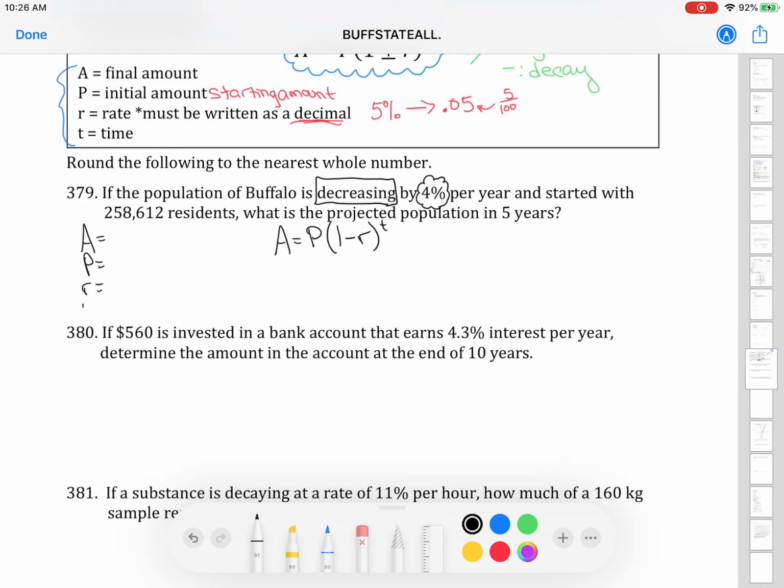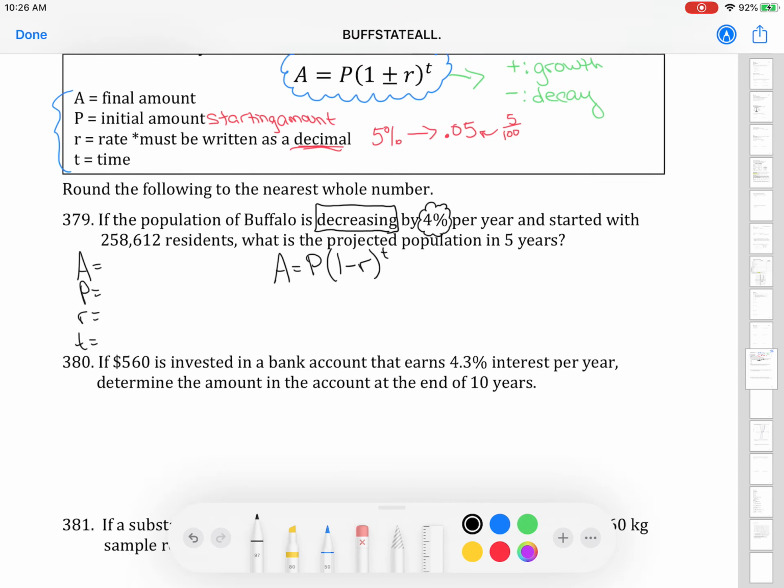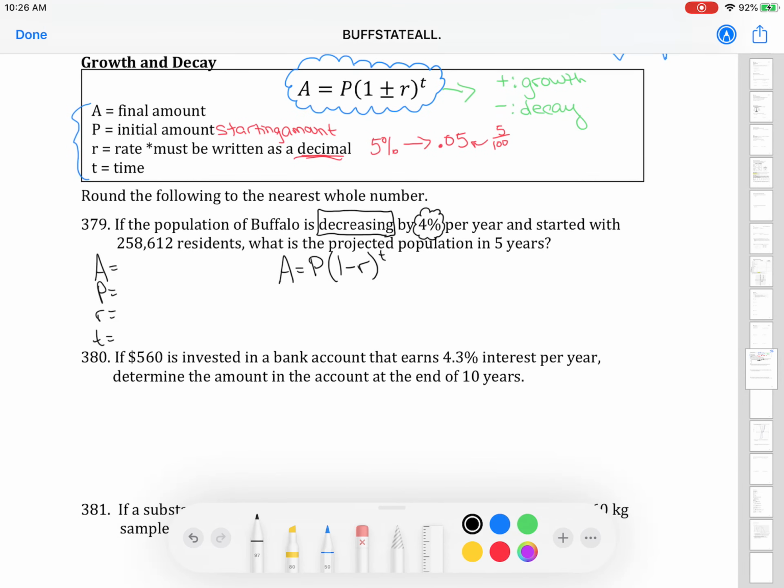Now before I go plugging in, I'm going to organize my life off to the side here. I have A that I need, P, R, and T. I need a party. We're partying off to the side. A party. A is your ending or final amount. The question in this problem was, what is the projected population in 5 years? It's asking you what that ending amount is going to be at the end of 5 years. So A is the variable that I don't know in this problem.